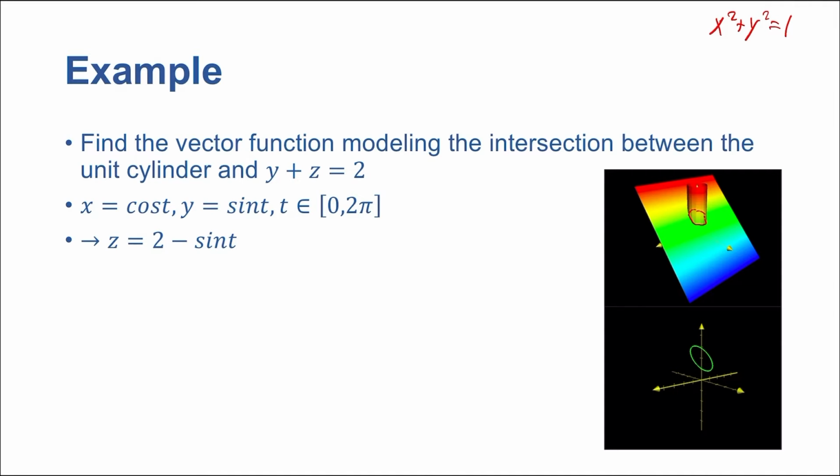So we can plug this into our plane equation, y plus z equals 2. So we get sine of t plus z equals 2. Then we can solve for z. Then z is equal to 2 minus sine of t.